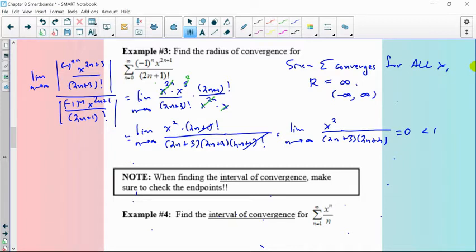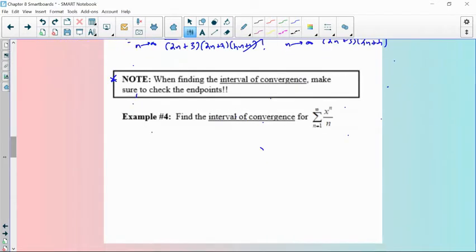let's find the interval. So now I want more than just the radius. I want to know the endpoints. So I put a little reminder, like check the endpoints. But we've been checking the endpoints, right? Okay, so here's another power series. And so for this power series, x to the n over n.